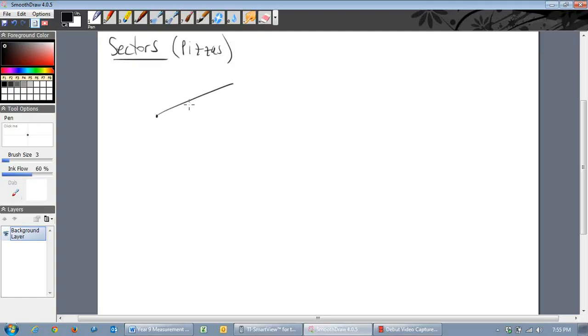And what a sector is basically is, I'll probably do that a bit big, I'll start again. Let me start the circle. And a sector is just a piece of pizza. So we've got there, that's a sector. So it's just a piece of pizza. It could be a small slice, it could be a big slice, that sort of thing. That's what we're talking about there.